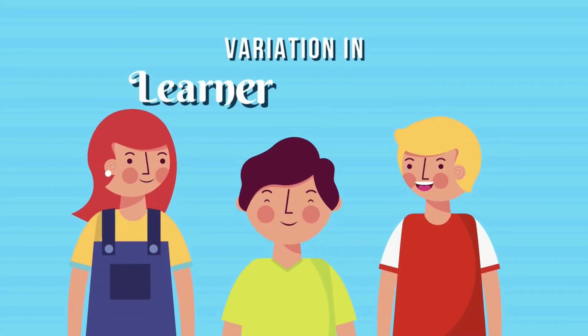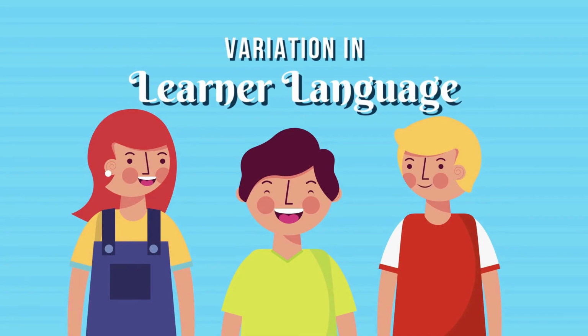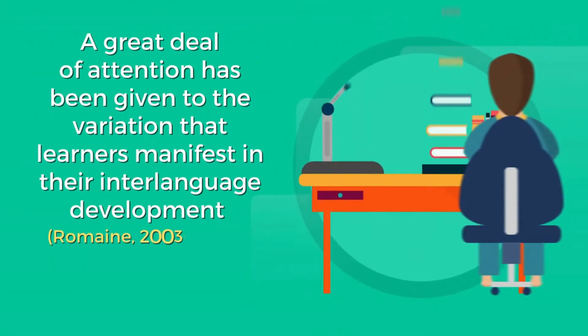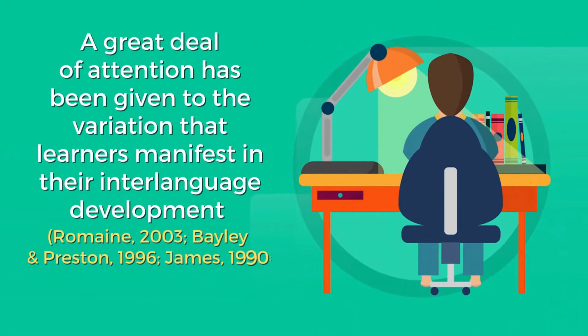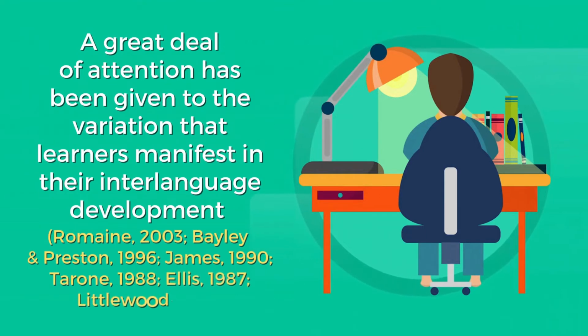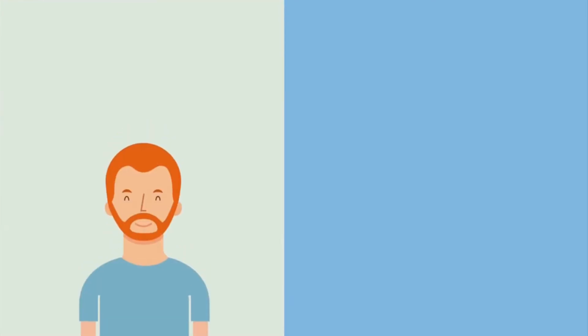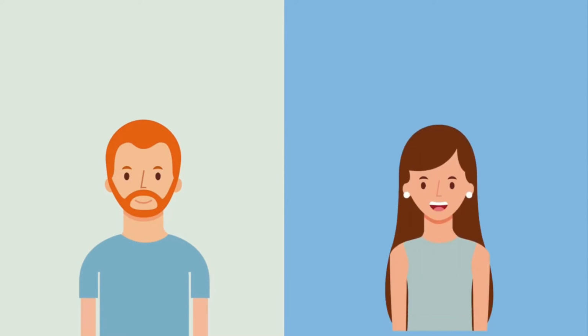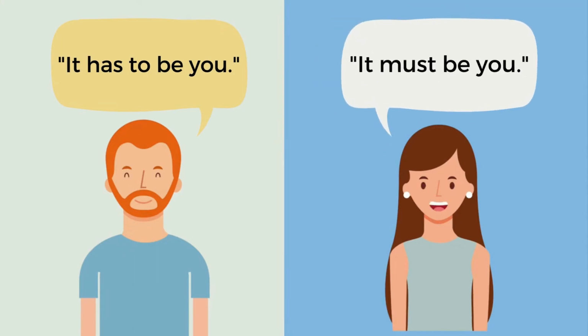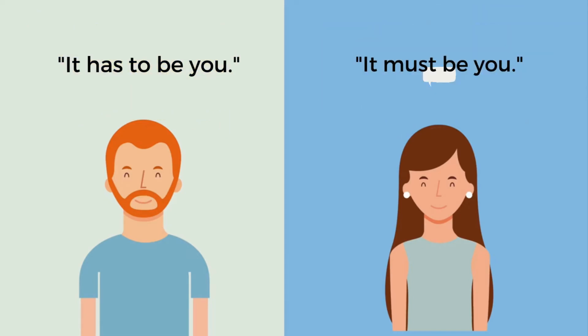Let us discuss variation in learner language. A great deal of attention has been given to the variation that learners manifest in their interlanguage development. Just as native speakers of a language fluctuate between expressions like "it has to be you" and "it must be you," learners also exhibit variation, sometimes within the parameters of acceptable norms, sometimes not.